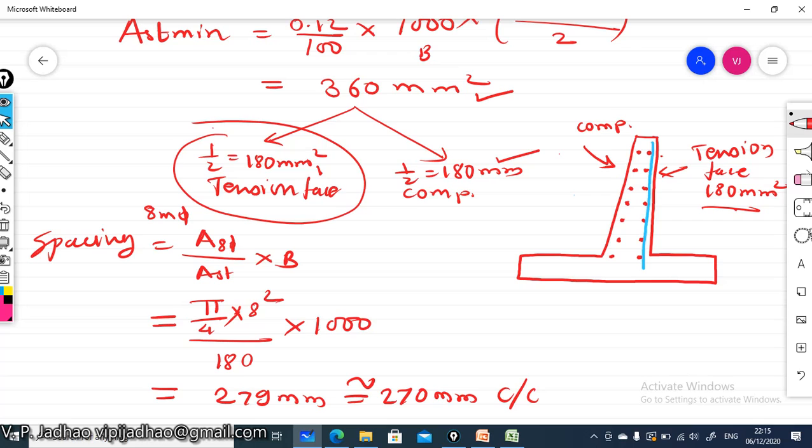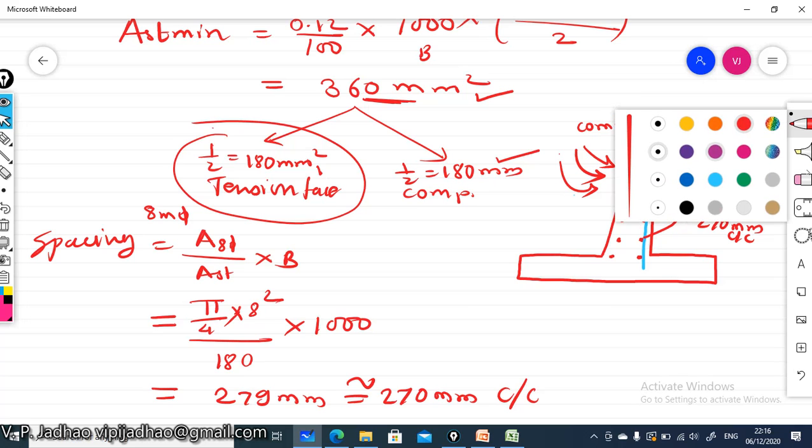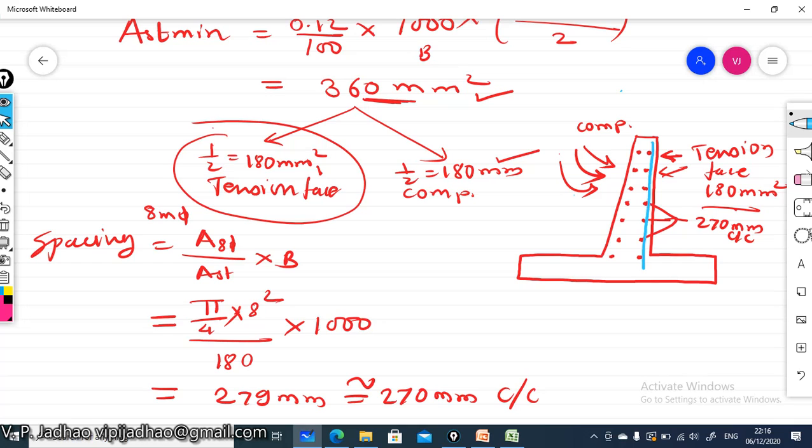So we will be providing these distribution steel reinforcement bars, which are horizontal, at 270 mm center to center on this tension face, whereas the remaining 180 mm², out of this 360 mm², we will be providing on this compression face at 270 mm center to center. At the same time, to hold these horizontal steel bars, we must have some vertical or inclined steel reinforcement on this compression face. So we will again be providing steel reinforcement with a spacing of 270 mm center to center, like this.